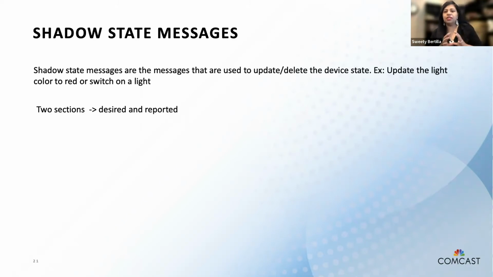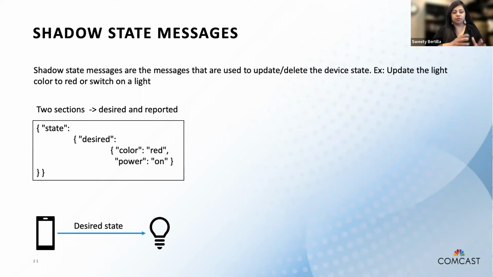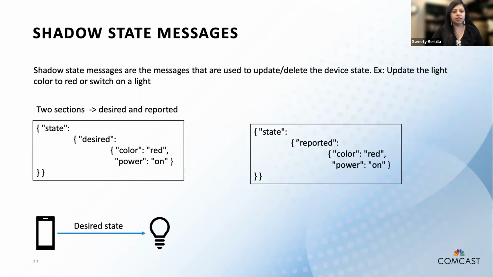There are two sections you will be receiving as a client: the desired state and the reported state. Here is a desired state example, where I'm saying I want to turn the power on and the color to be set to red. Then there is a reported state. So here's an example showing that I'm sending from the client to set the desired state, and then the reported state says the color is red and the power is on. This means the actual reported state of the device is that the color is red and the power is on.